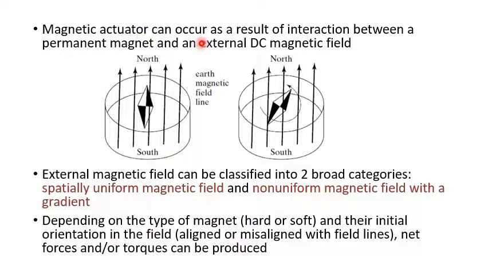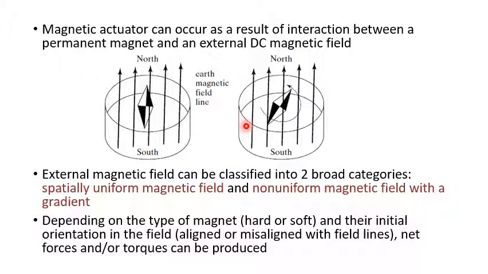Magnetic actuation can occur as a result of the interaction between a permanent magnet and an external DC magnetic field. A common example is the magnetic compass. The permanent magnet used in the magnetic compass is nothing but a hard ferromagnetic material. If the internal and external magnetic field lines are aligned, then there will be no force or torque exerted on the compass needle.